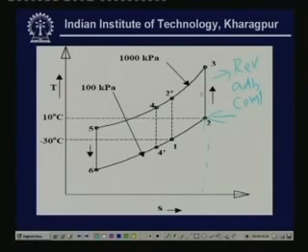And during this process the pressure increases from 100 kilopascal to 1000 kilopascal, and you can also see that temperature is also increasing because of the compression. Okay. Next process is process 3 to 4. Process 3 to 4 is the heat rejection process in the high temperature heat exchanger.